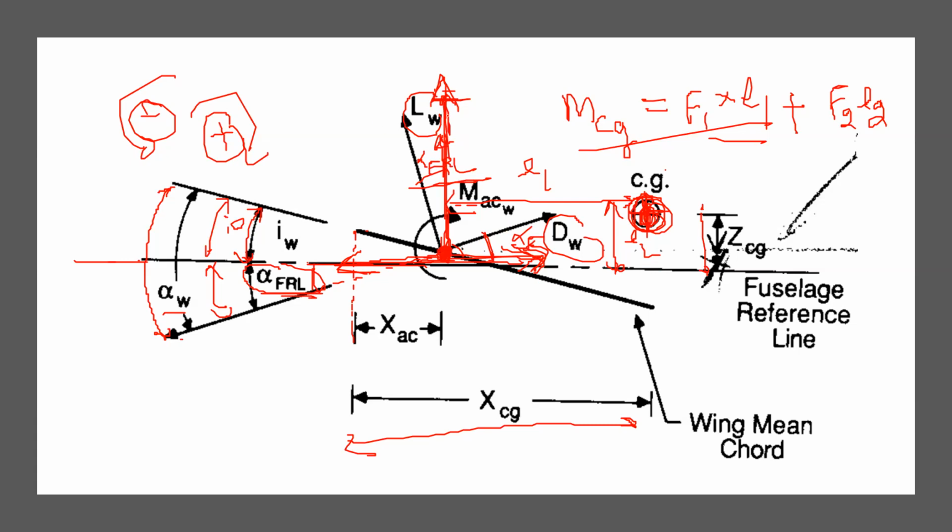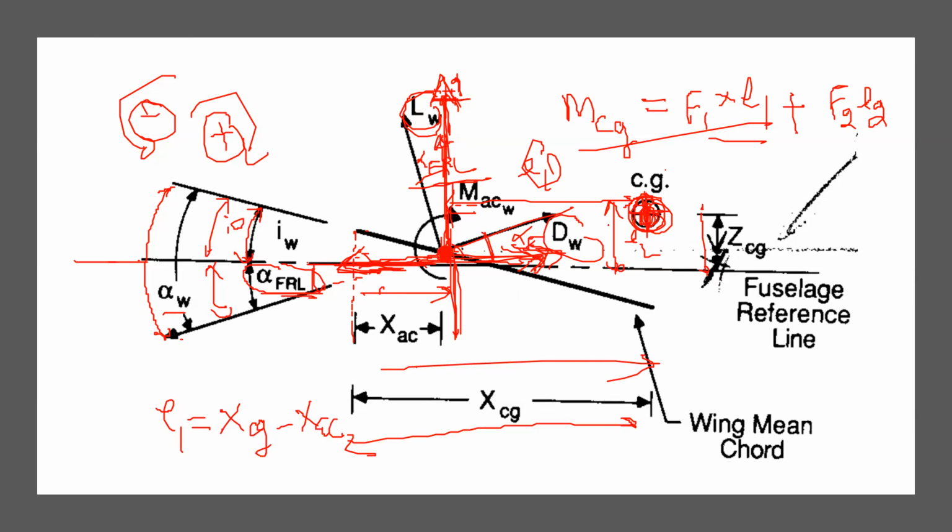So LW, its cos component is upward, and its sine component is in this direction, forward. And for the drag, the sine component is upward and the cos component is here, and you know the distances, right? What is L1 here? L1 was the distance between CG and this vertical line. So until here, the distance is XAC, and the whole distance is XCG. So L1 is basically XCG minus XAC. And how about L2? You can take it as some number, let's say ZCG. So it's given to us.